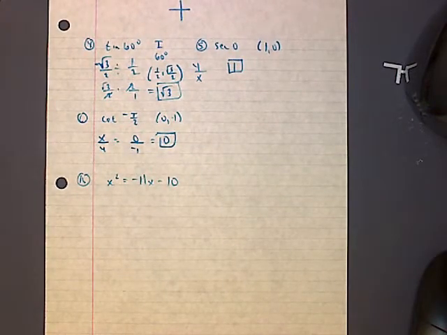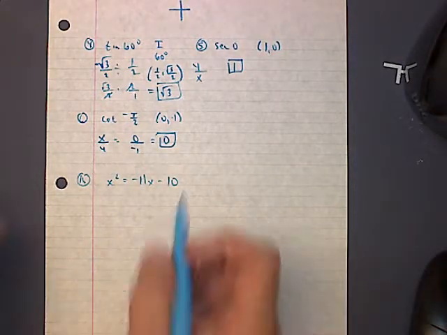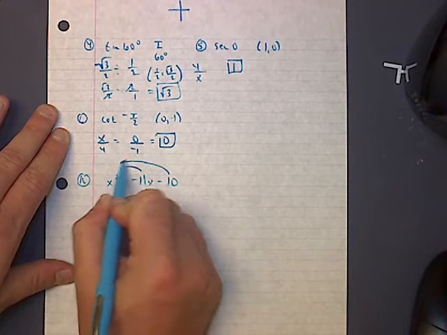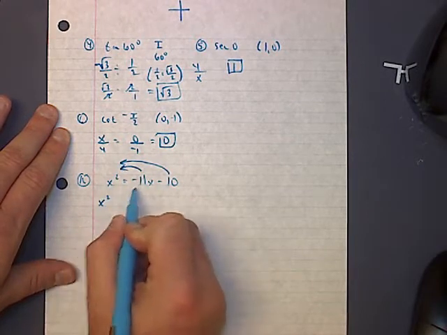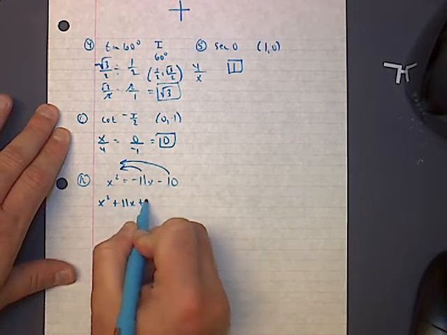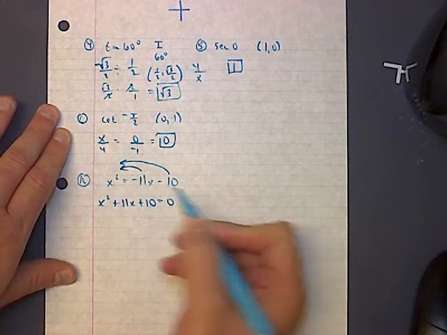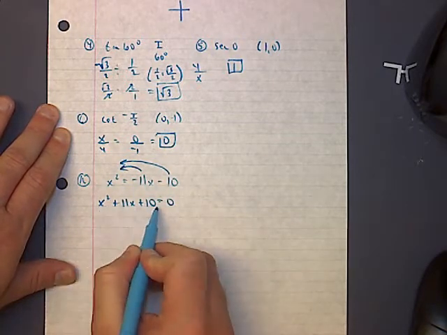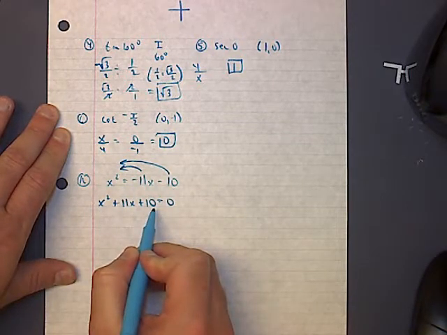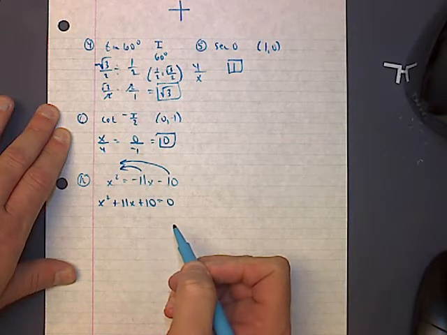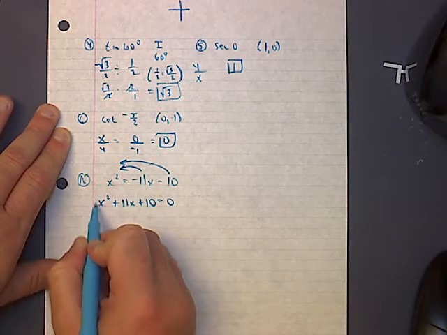Okay, number 16. We're solving this quadratic equation. We have to get it in standard form, so I'm moving both of these over here because you want your x squared to remain positive. It is in the form variable squared, variable, no variable. It's either easy or bust them up. You look here, the coefficient is 1, so it's easy.